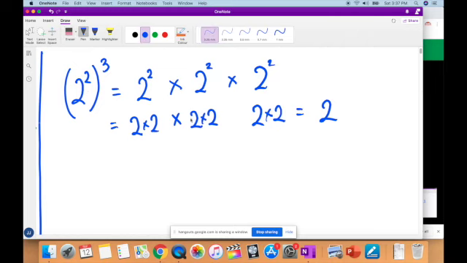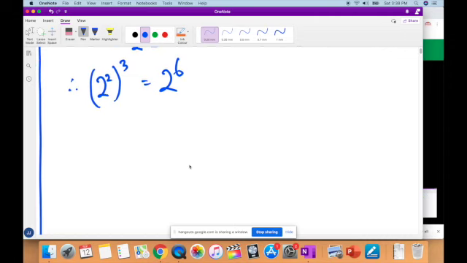So what is that? 2 to the power of 6. So therefore, 2 squared, all cubed, is 2 to the power of 6. How do we get from there to there? What do you have to do to the indices? Multiply them. Yes.